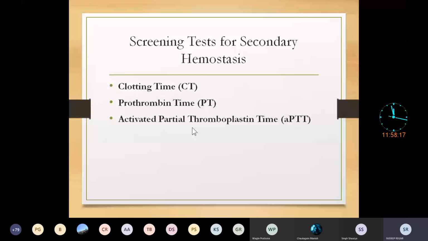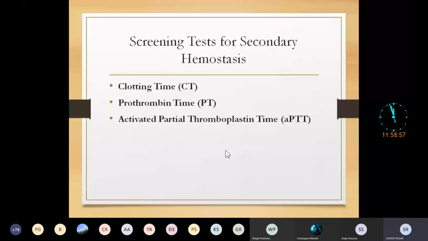So now we do a screening test for secondary hemostasis. After a patient comes with a bleeding disorder, you have to know initially whether it is a defect of the primary hemostasis or the secondary hemostasis. In secondary hemostasis, for the screening test, you look for the clotting time, the prothrombin time, and the activated partial thromboplastin time, also known as APTT, and for prothrombin time PT, clotting time CT.